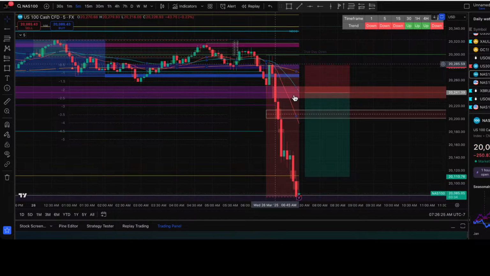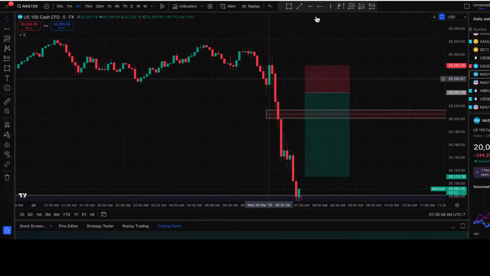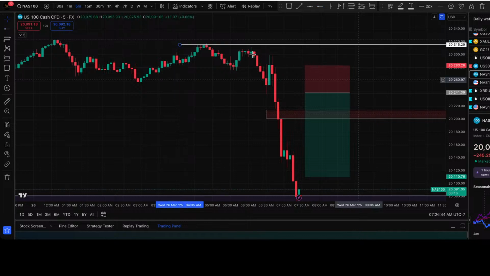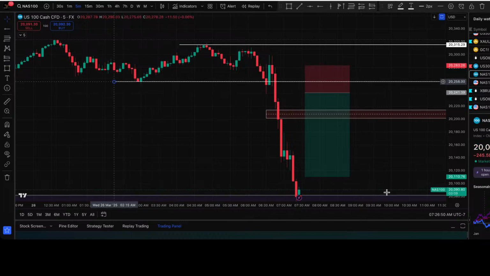For anybody who even wants to talk about support and resistance lines, if I turn this off right now, let's turn off both these indicators for a second. Where's the support and resistance? Isn't this support and resistance? So there. And here. That's support and resistance.